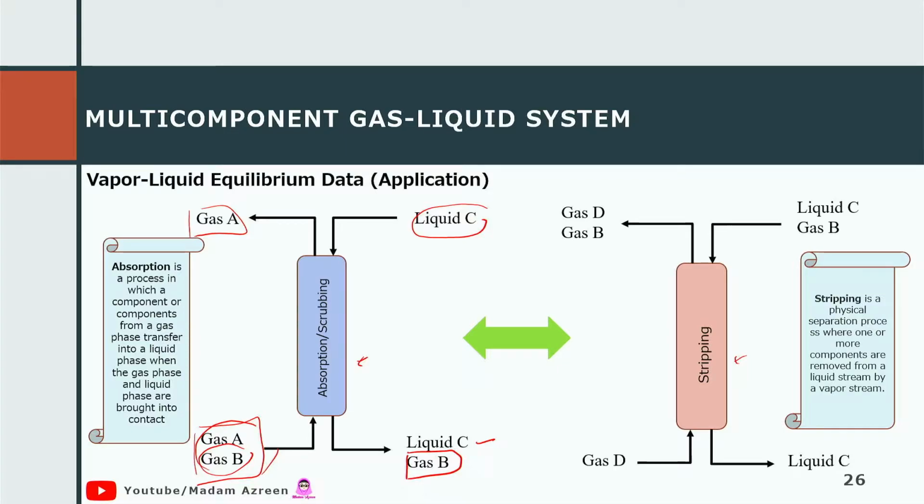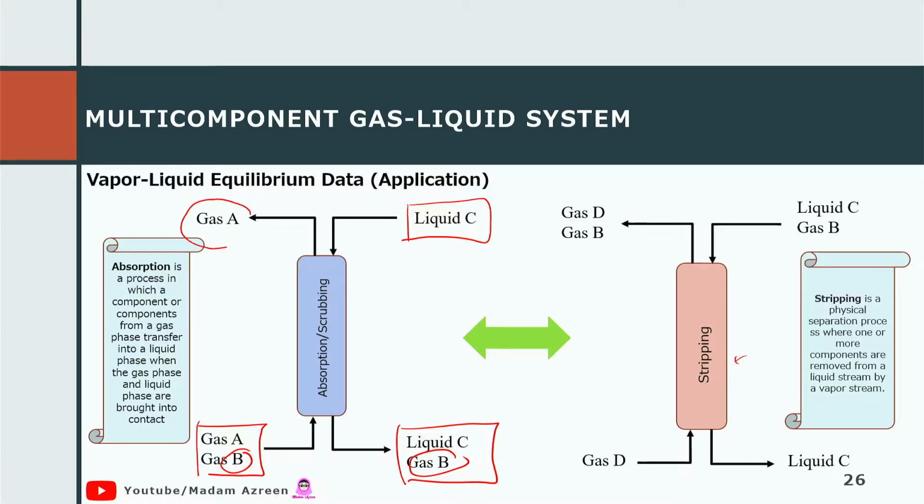So jangan pening-pening. It is just that when a mixture of gas is in contact with a liquid, gas B will diffuse into the liquid, and only gas A comes out here.